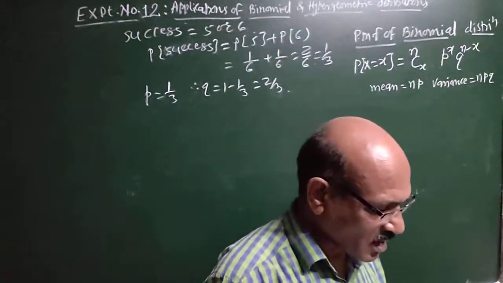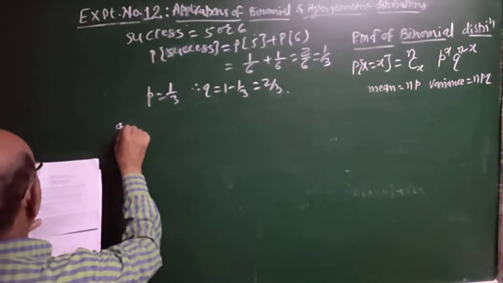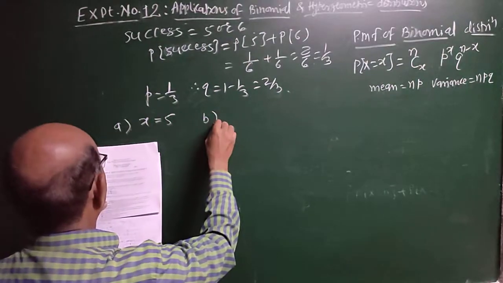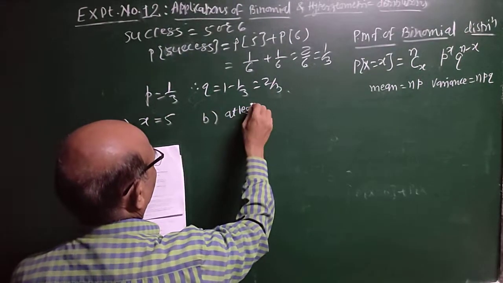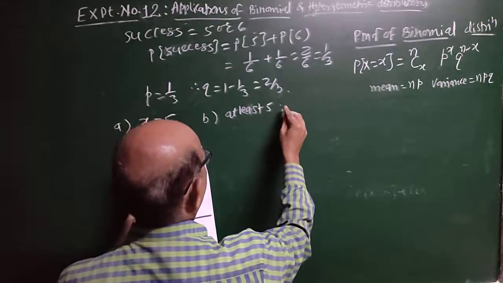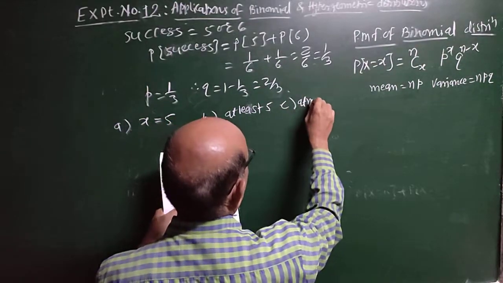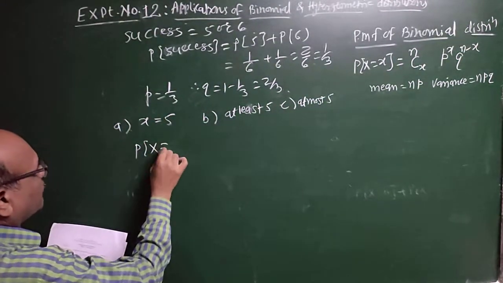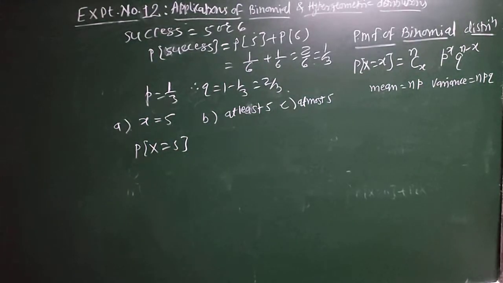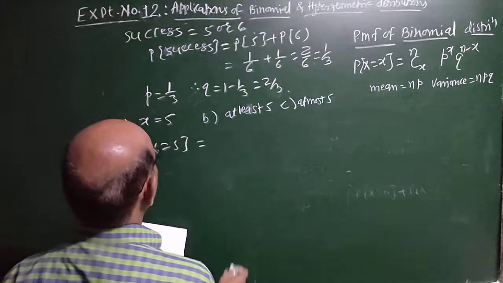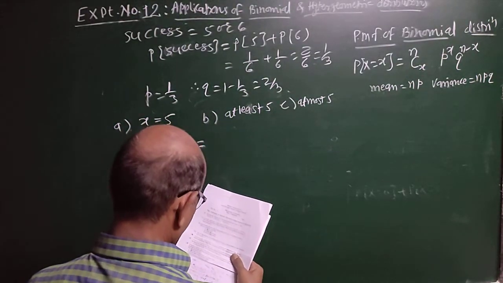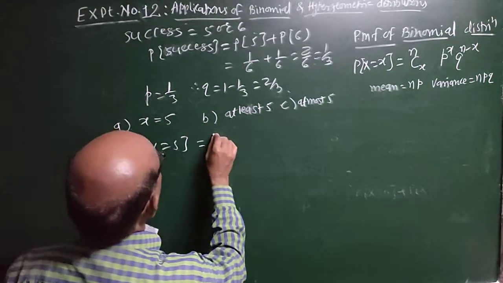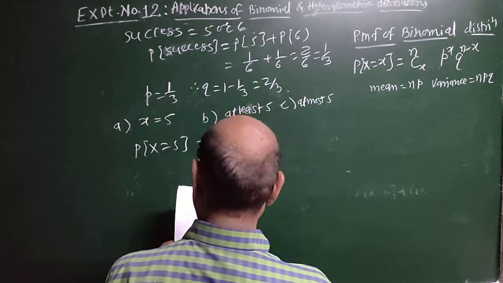Now find the probability of getting, A part, exactly 5 successes, B part, at least 5 successes, and C part, at most 5 successes. So what is the probability X equal to 5? How will you get it? Probability X equal to 5 is nC5. n is how many are there? n.